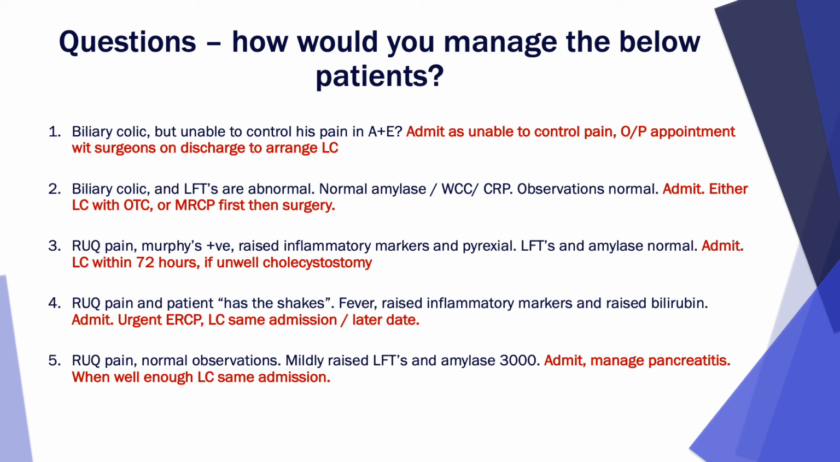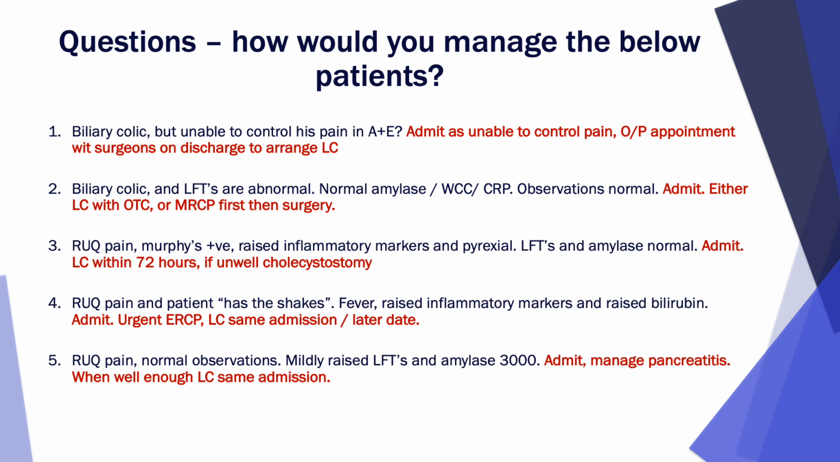Question number 2 says a patient with biliary colic, but the LFTs are abnormal, everything else is normal. So in our diagram for symptomatic gallstone disease, we said if there's abnormal LFTs, ideally we should admit, and you go for a lap chole with on-table cholangiogram, or, although that's the guidelines, often many centres will do MRCP, then surgery.